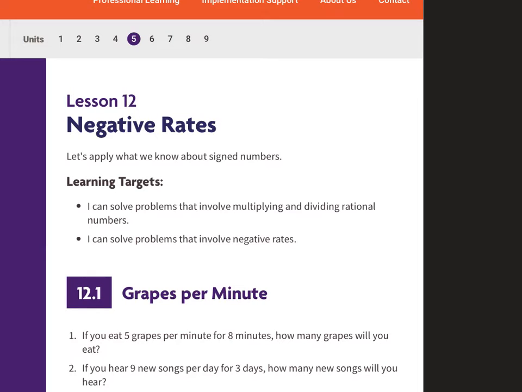Alright guys, here we are at lesson 12. We are going to be on page 111. Okay? Let's apply what we know about signed numbers. The I can statement for the day: I can solve problems that involve multiplying and dividing rational numbers. I can solve problems that involve negative rates.